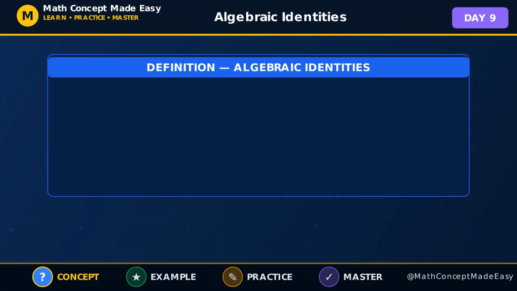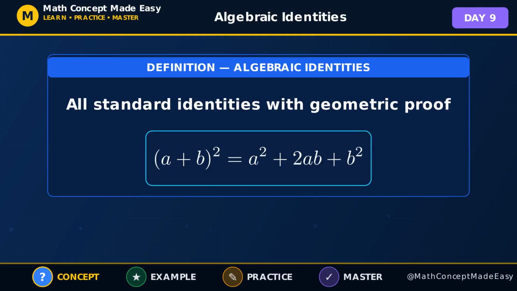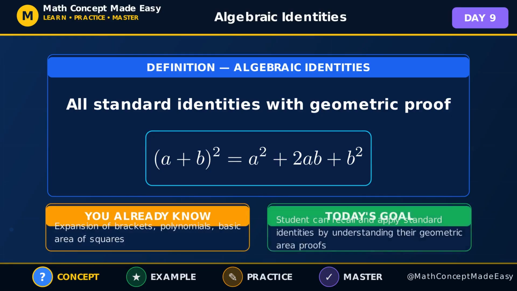Now we are ready to say this precisely, the way mathematicians do. Here is our focus for today, all standard identities with geometric proof. In symbols, we write it as (a + b) all squared equals a squared plus 2ab plus b squared. Every word of that definition matters, so read it slowly. You already know expansion of brackets, polynomials, basic area of squares. This definition simply builds on those familiar ideas.